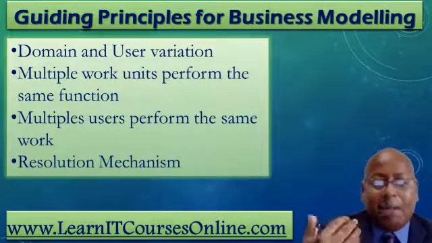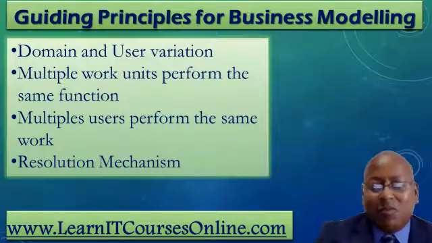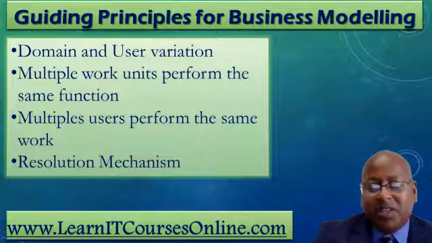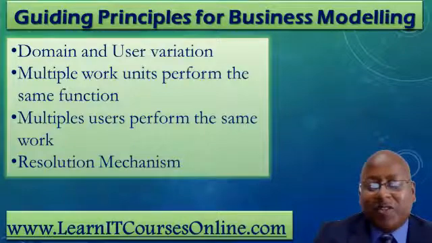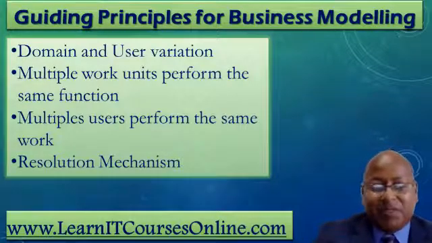Number three, multiple users perform the same work. Different stakeholders may do similar work differently. The variations may be the result of different skill sets and approaches of different business units, or the result of differing needs of external stakeholders serviced by the enterprise. So document the variances in the as-is model.